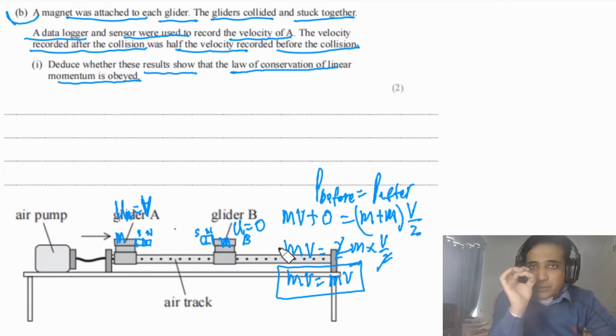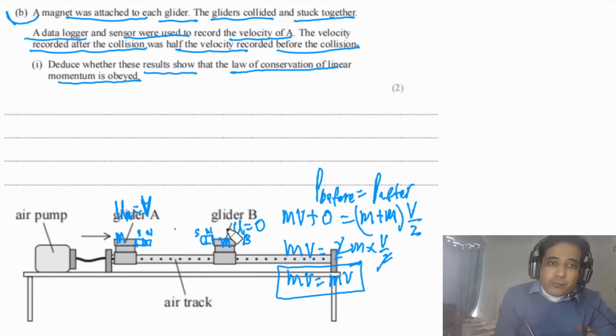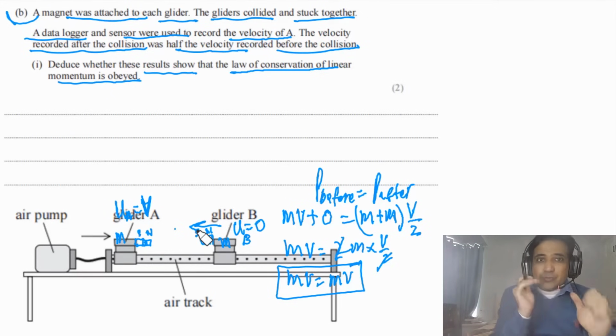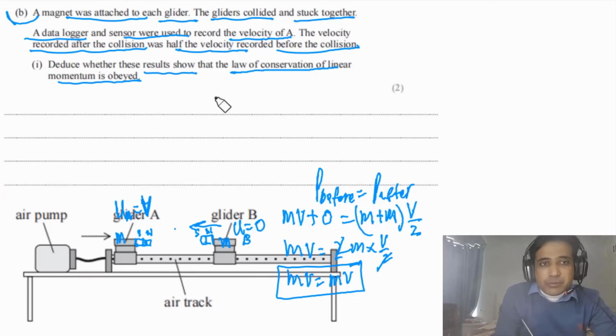But there is a little bit of a problem with this question. They have said there are two magnets on two gliders, so there will be an attractive force, so there will be a force on this one to the left, so this will also move. But they are simply telling us that the velocity of A is V, and after the collision the velocity of A becomes half. So it simply means that this glider just stays at rest.